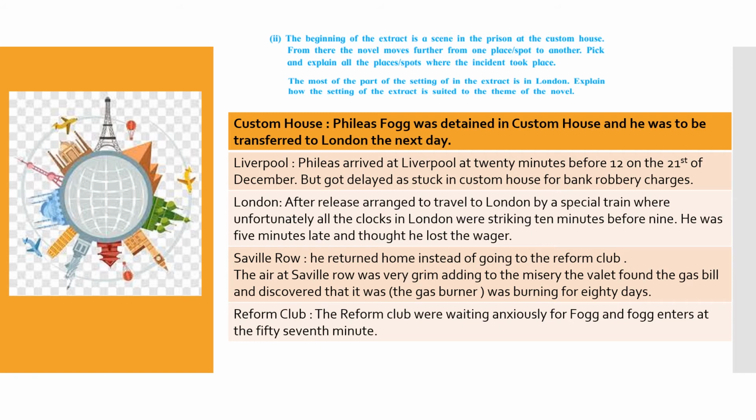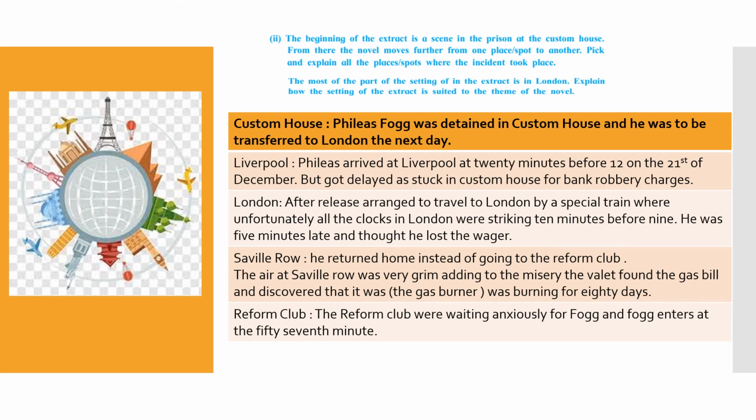The third place was London, where after his release Mr. Fogg arranged to travel by an express train to London by handsomely rewarding the engineer. A special train got Fogg along with Auda and his faithful valet to London. But as he stepped from the train at the terminus, all the clocks in London were striking 10 minutes before 9. Having made the tour of the world, he was behind by 5 minutes and thought that he had lost the wager. The fifth spot was Saville Row.